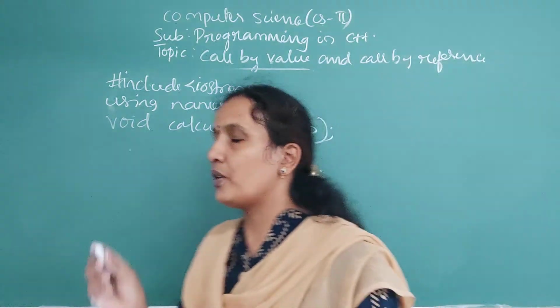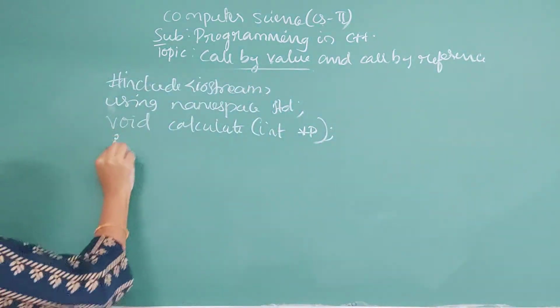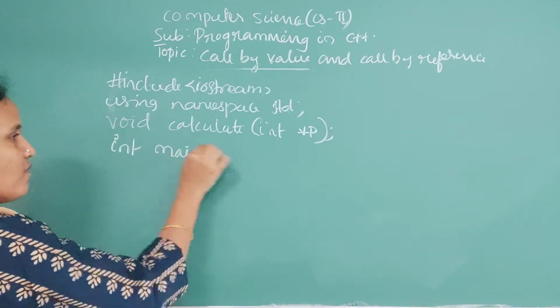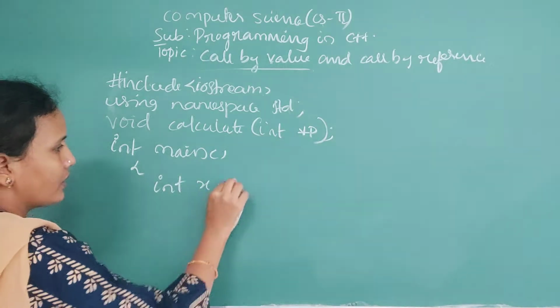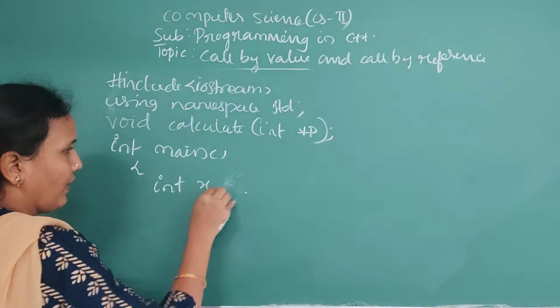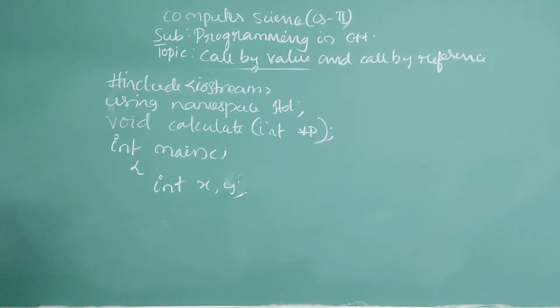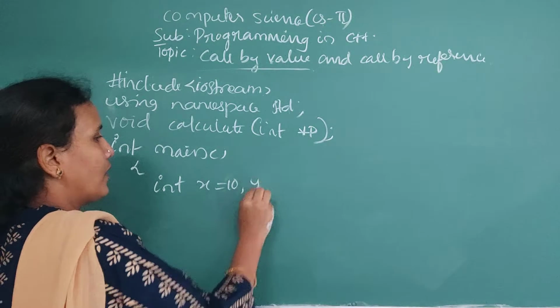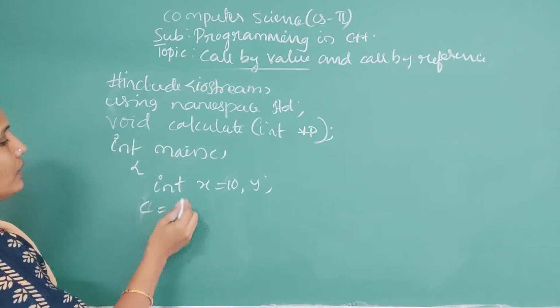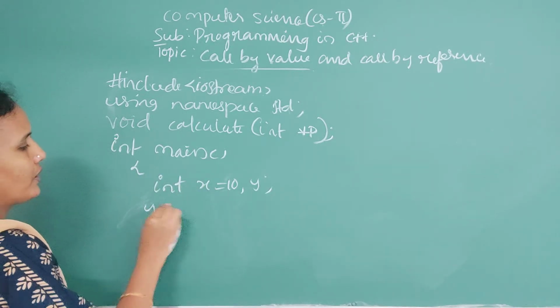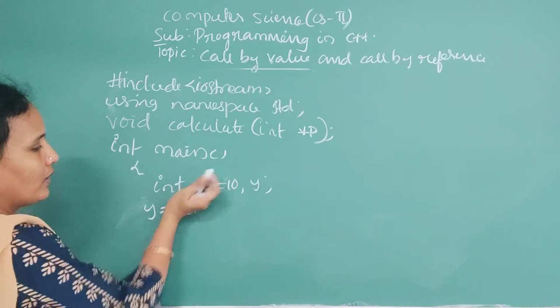Now come to the main function. Int main. Now here I am giving int x comma y. Actually, here I forgot to change the value. X equals 10, comma y. Now I will calculate. I will call the user defined function calculate.